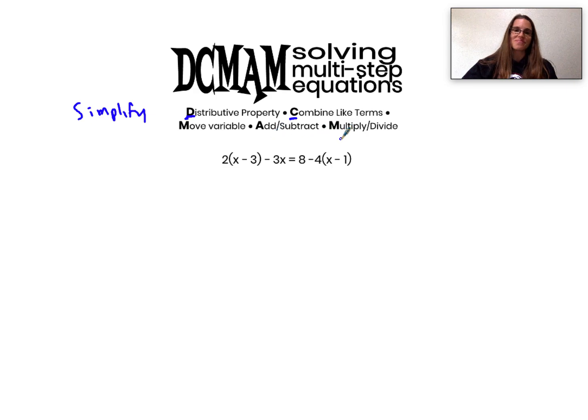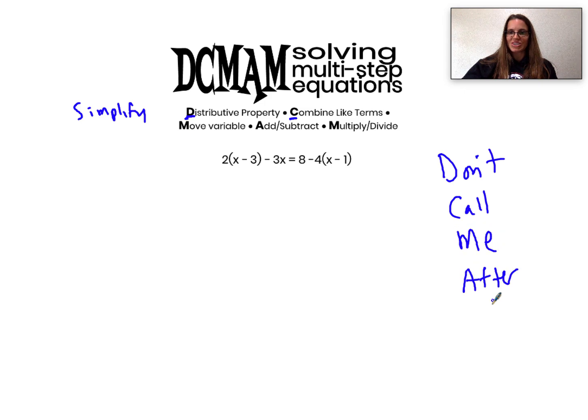and then usually add or subtract and then multiply or divide. There's an acronym that can help me remember this order: distributive property, combine like terms, move the variable, add, subtract, multiply, divide. And this is an acronym you may have learned in Challenge 7, DCMAM. DCMAM we remember as don't call me after midnight.